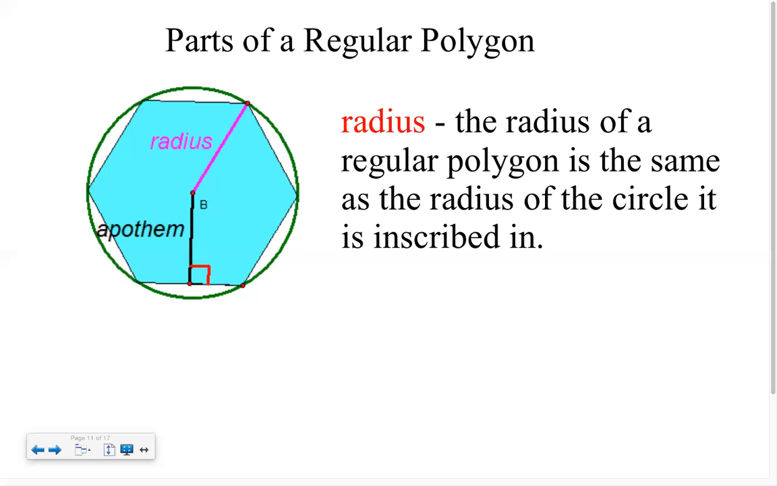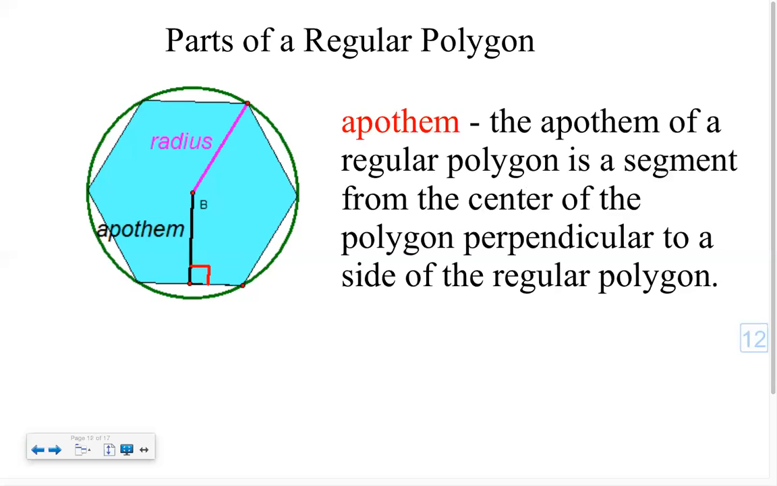And lastly is that word that starts with an A and ends with an M. It's pronounced apothem. The apothem of a regular polygon is a segment from the center of the polygon perpendicular to the side of a regular polygon.